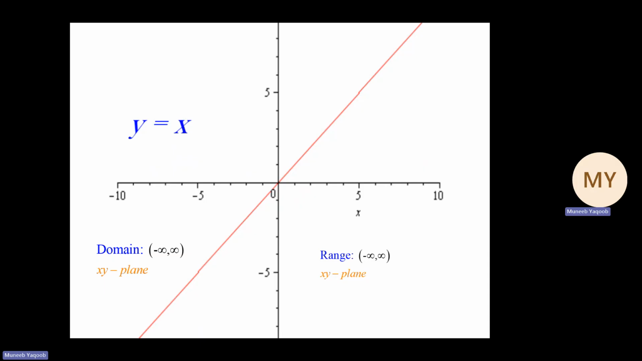So in short, what is the domain of the function? It is the set of all possible values of the input variable, which is generally x. What is the range of the function? It is the set of all possible values of the output variable, which is generally taken as the y variable. Okay, coming to the next slide.